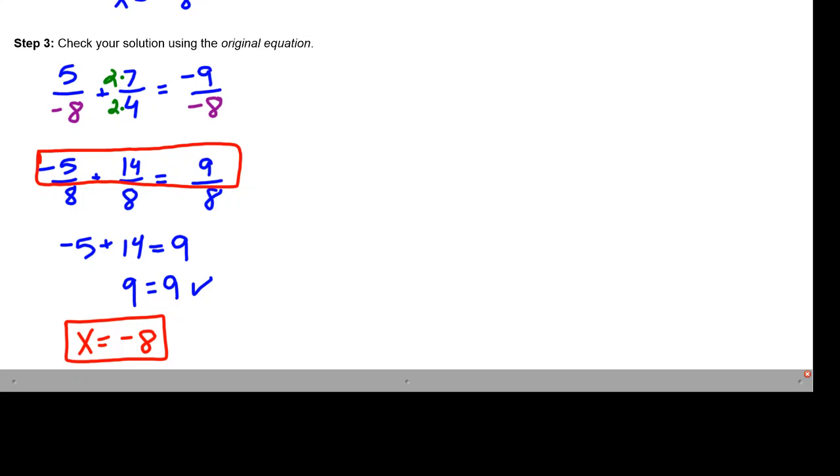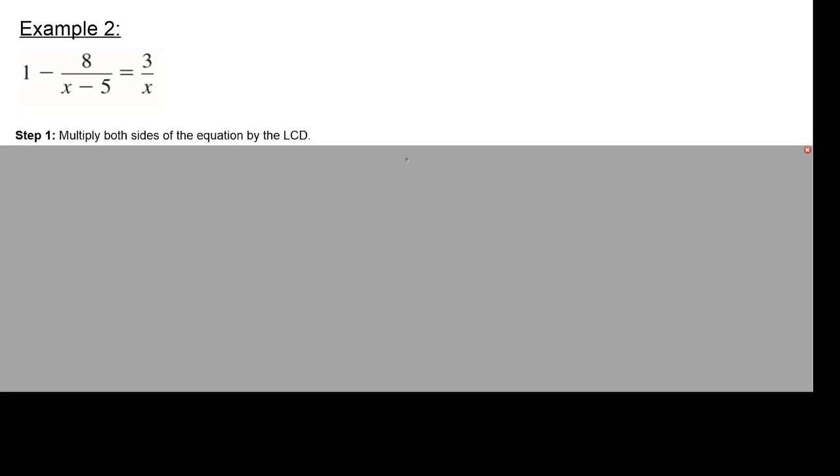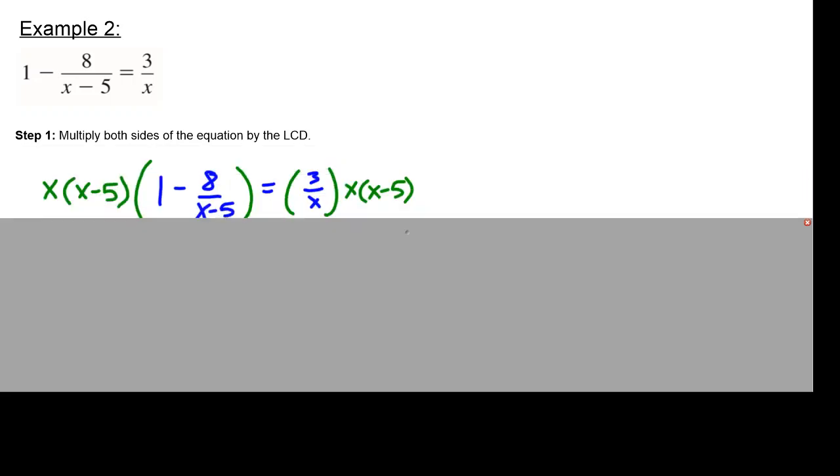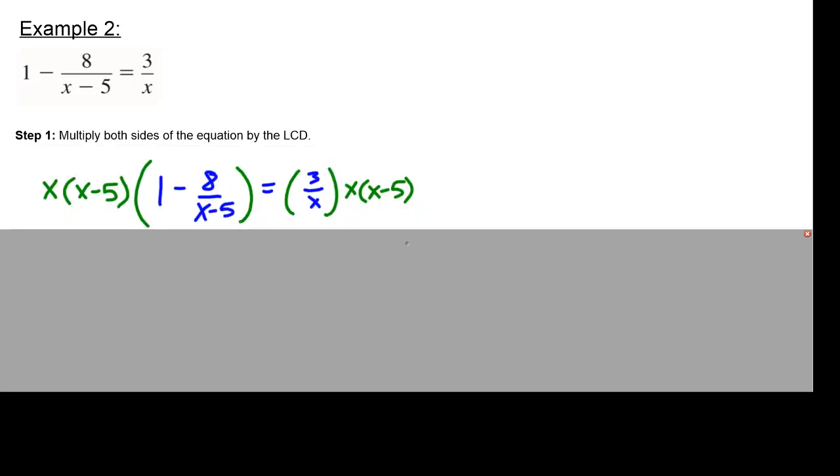All right, let's take a look at a second example. Example 2 is 1 minus 8 over x minus 5 equal to 3 over x. Our first step is to multiply both sides of the equation by the least common denominator. We can determine that by taking each of the unique denominators, which are x and x minus 5, and multiplying those together. You don't really have to multiply them together. You can just write them next to each other, x times x minus 5. That's what we're going to multiply both sides of our equation by.